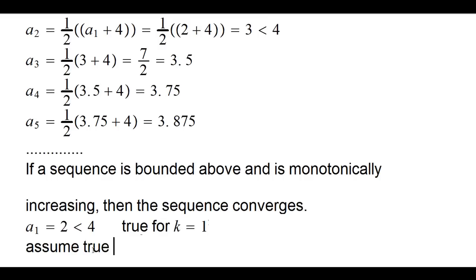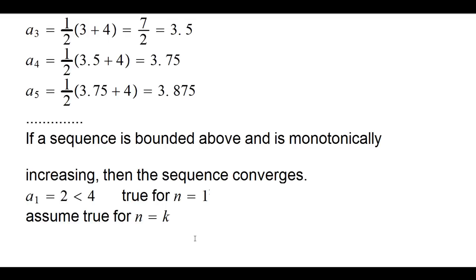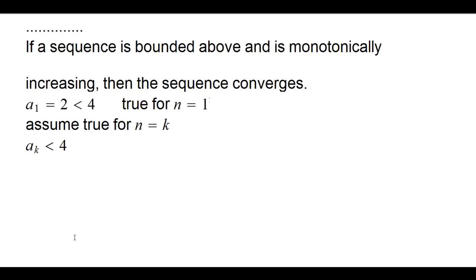Now we are going to assume it true for just any value of k, or let me rephrase it, say it's true for n equals 1. All right, and I'm assuming it for n equals k, and again we are letting k range over the set of natural numbers. So assuming it true for n equals k means that I'm assuming that ak is less than 4. Okay, now what we have to do is check the validity of this statement for ak plus 1.